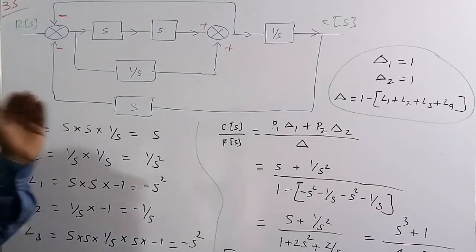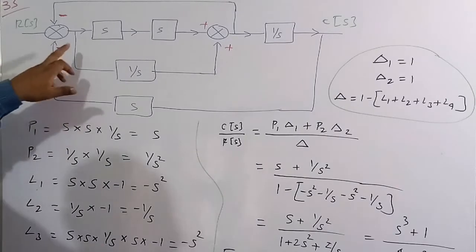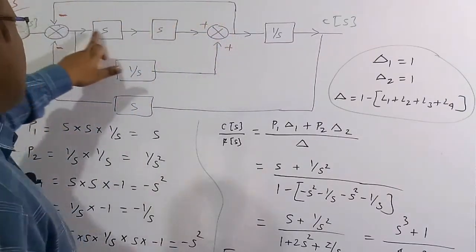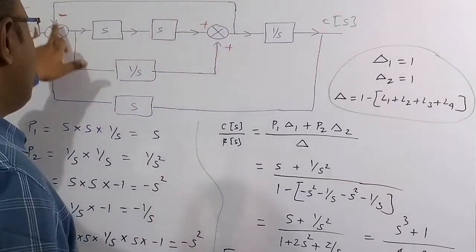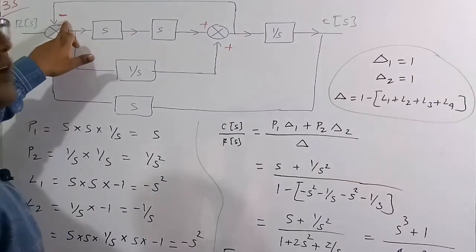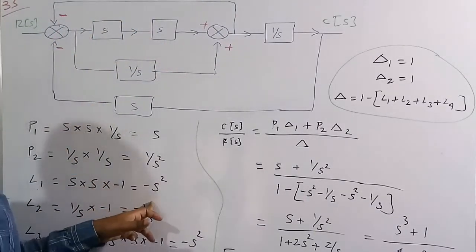And I want to know how many loops are present in this block diagram. If you see carefully, this is one loop. We make one closed loop. The gain is S into minus 1, which is minus S.